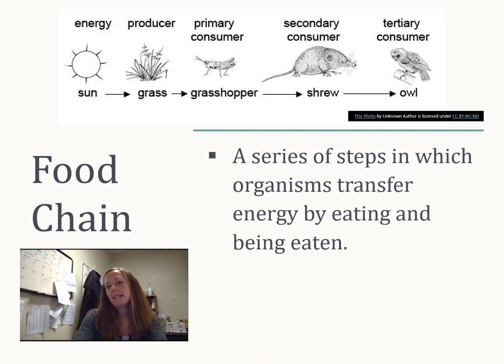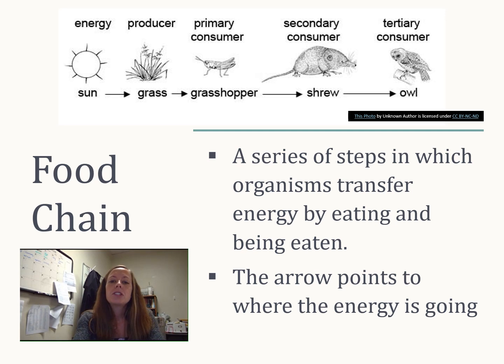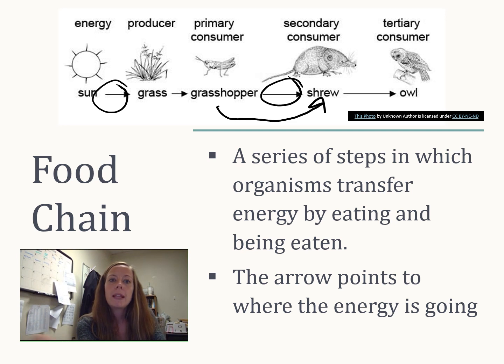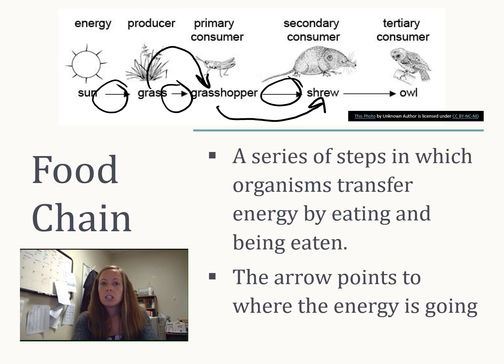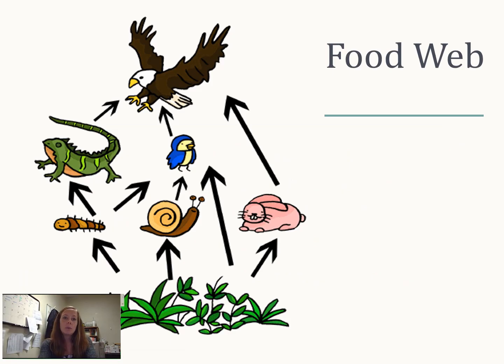Next, we have food chains, and a food chain is just a series of steps where organisms are going to transfer energy by eating other organisms or being eaten themselves. And we're going to show where energy is going using the arrows. So I have an arrow here, here. It's saying that the grasshopper is going into the shrew's belly, right? This one, the grass, is going into the grasshopper's belly. So it shows where the energy is going to go.